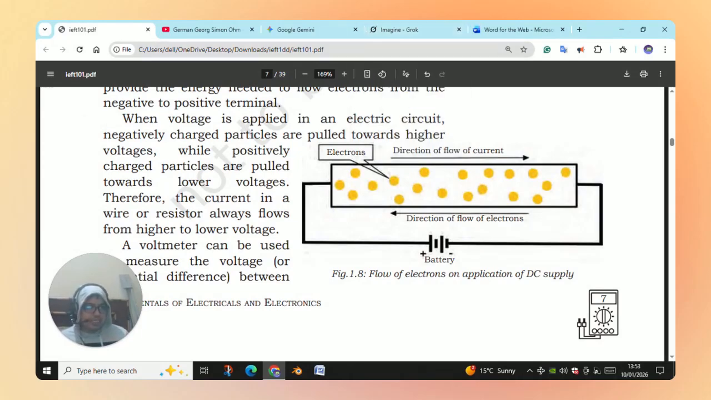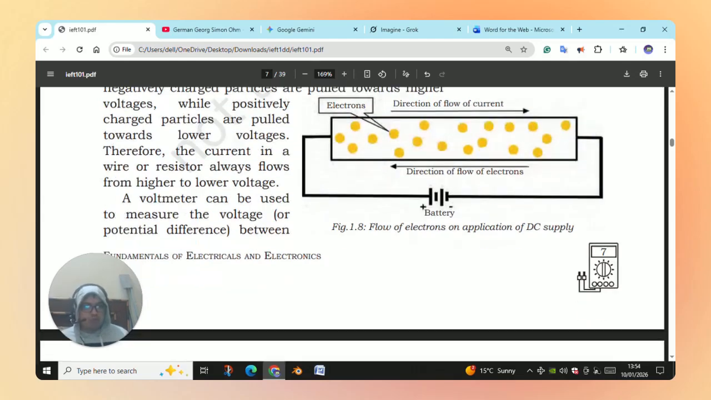When voltage is applied in an electric circuit, negatively charged particles are pulled towards higher voltage, while positively charged particles are pulled towards lower voltage. Therefore, the current in a wire or resistor always flows from higher to lower.